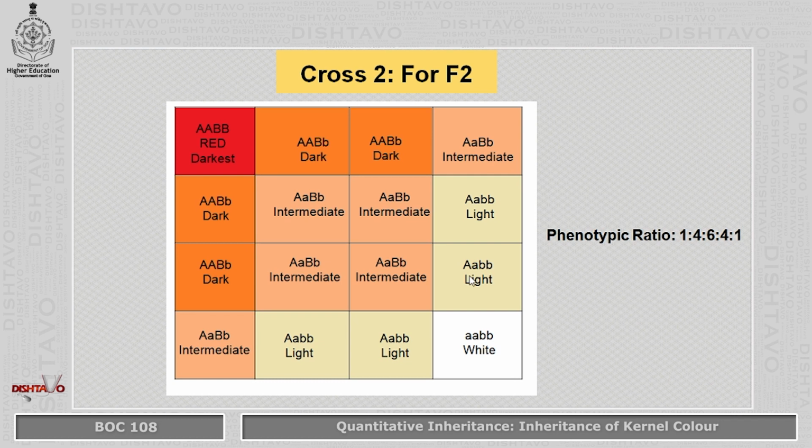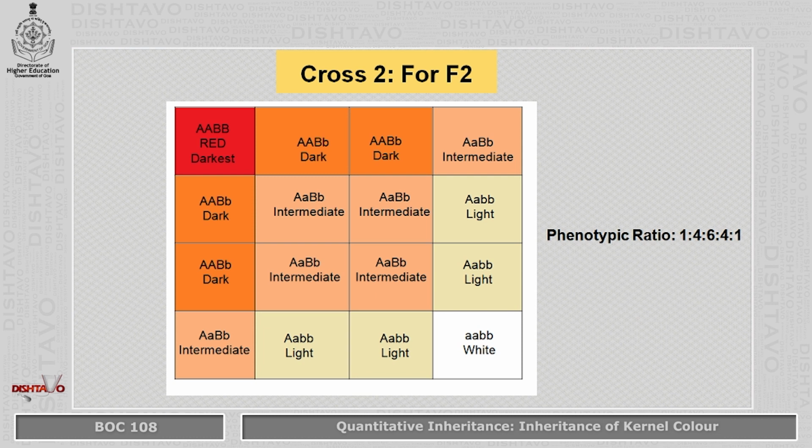So, now if the F1 was interbred, this would be the final result of F2. Let's have a look at this cross. You observe that 1 out of the 16 is capital A, capital A, capital B, capital B, which is the darkest red, like the original parent. And you also observe that 1 out of the 16 is white, which is small a, small a, small b, small b, again like the original parent.